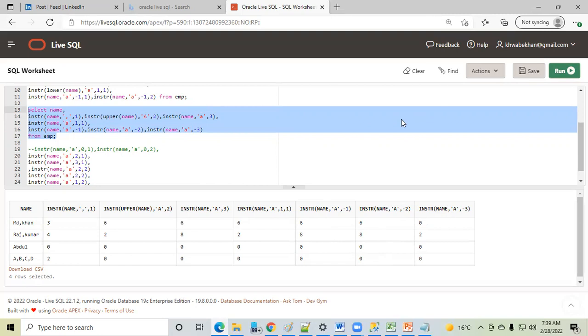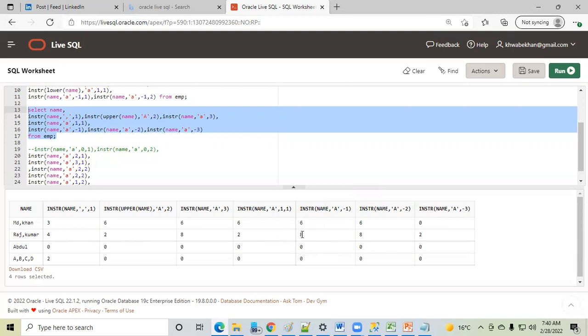Any idea what is happening here? From the last, it is counting. Okay, fine, perfect. See, INSTR name, A, comma, minus 1, you got the output as 6, and we are thinking that okay, this 6 is because first, second, third, fourth, fifth, sixth. 6 is coming. Okay, fine, this is good.